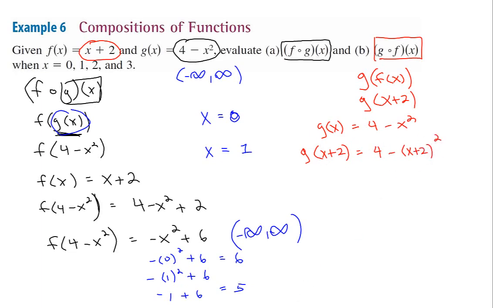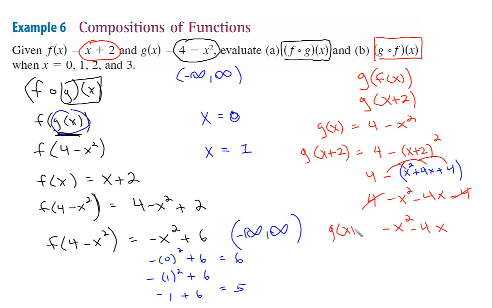Now be real careful how you work this out. You've got to square this first, so that's x squared plus 4x plus 4. Keep that in parentheses, and then distribute the negative after. Okay? So you get 4 minus x squared minus 4x minus 4. And then combine like terms, we're going to end up with negative x squared minus 4x. And then the 4's basically cancel each other out. So this will be our answer right here, negative x squared minus 4x.